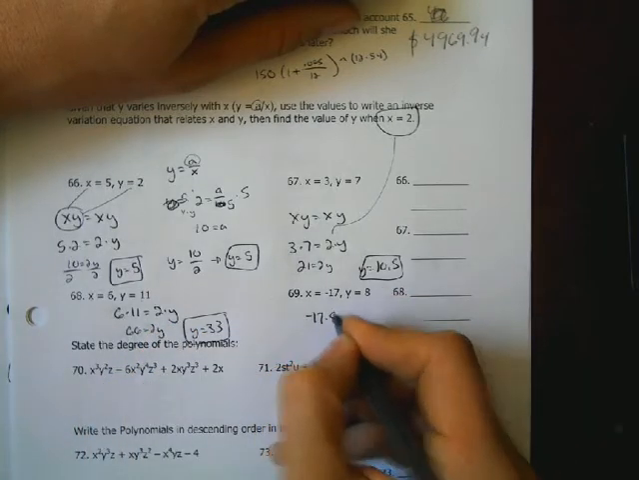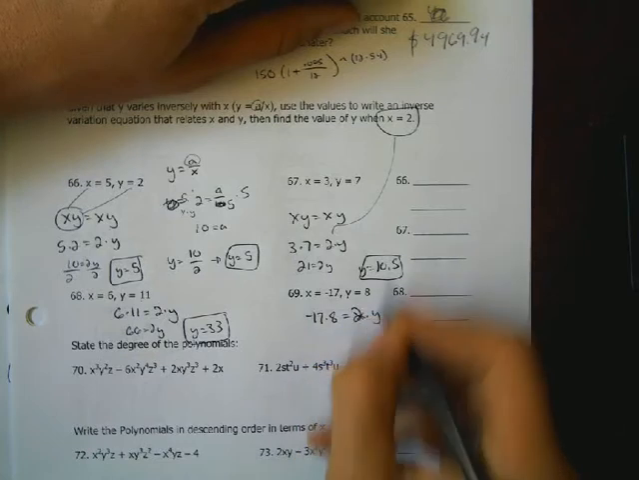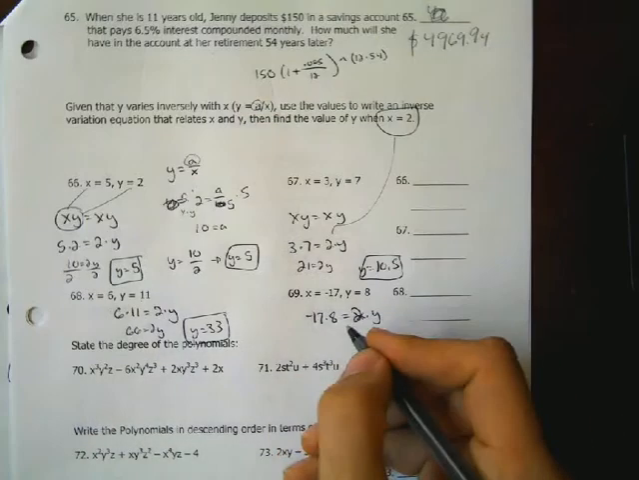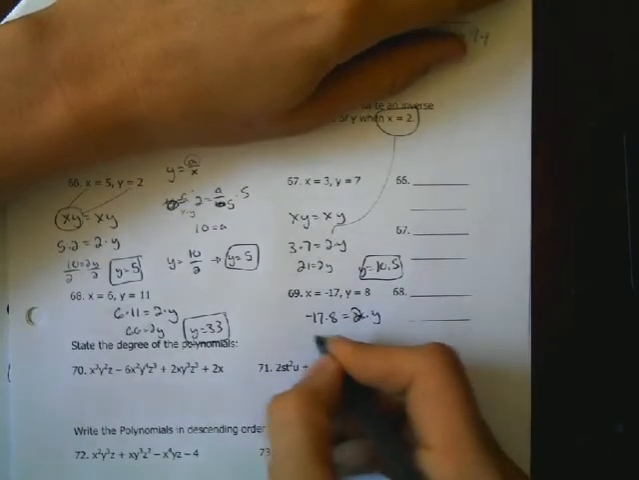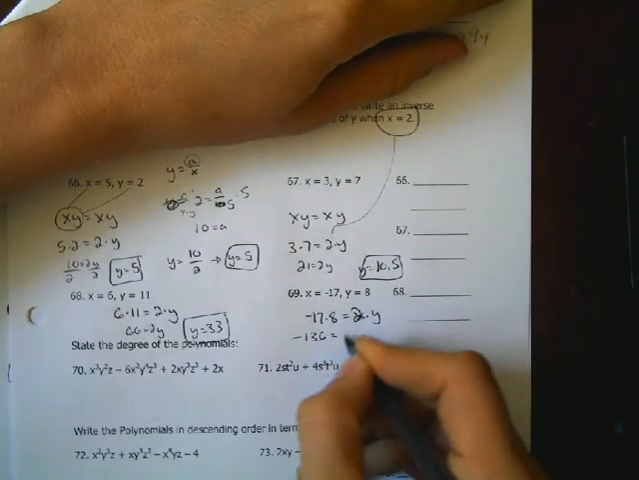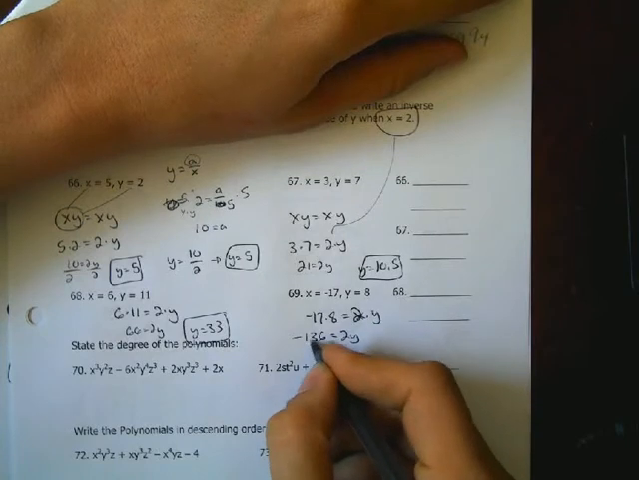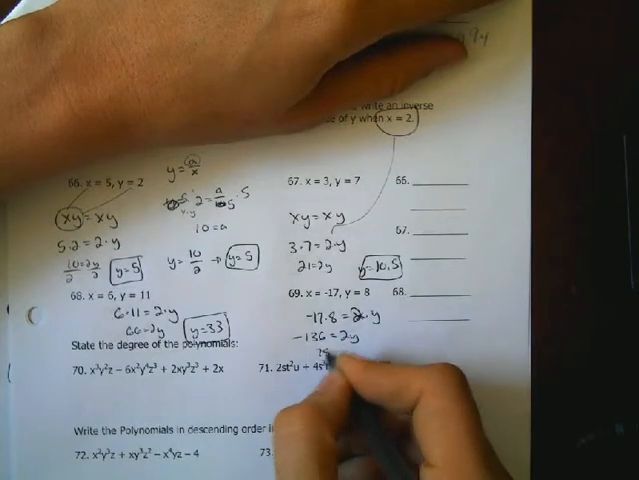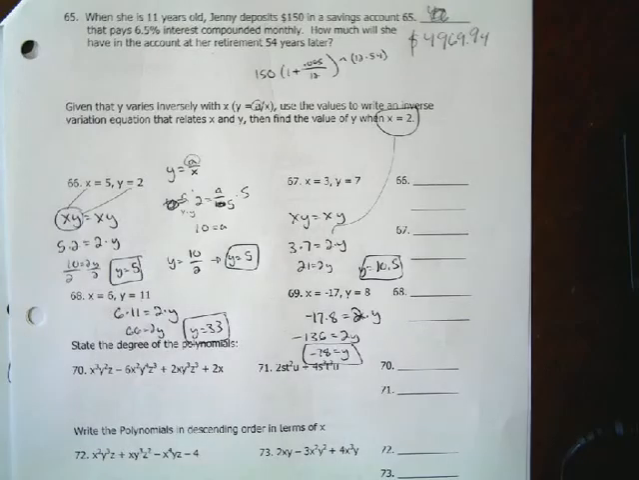Negative 17 times 8 is equal to x times y. X is 2 from up here. 17 times 8 is 80 plus 56, so 136, and it's going to be negative, is equal to 2y. And then we'll have 75, 78. Fair enough? And that's how it works.